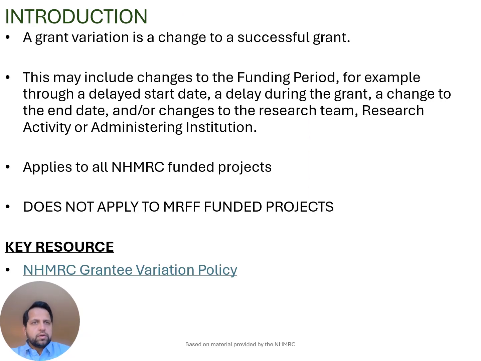All right, so introduction. So what is a grant variation? A grant variation is essentially a change to a successful grant. So you hold a successful grant with NHMRC, and there are some circumstances which have led you to request a change to a successful grant. That's called a variation. So this change may include anything from a change to a funding period.